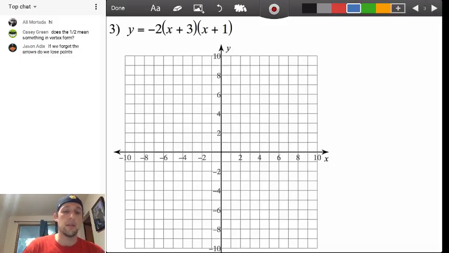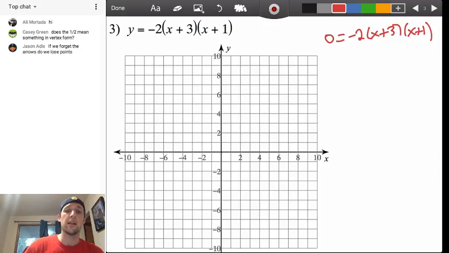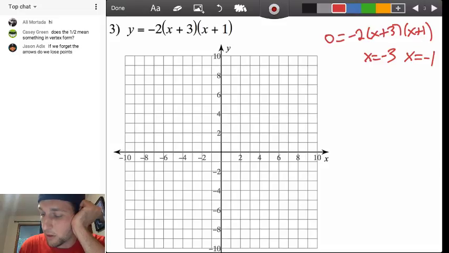Okay, the last one that we have to graph anyway is in intercept form. So this one's completely different. We actually want to find the x-intercepts first, and the reason is they're just super easy to find. And actually, everything else you do is going to be based on that. Because we're in a factored form, if we plug in 0 for y, we can pretty easily just solve for x by figuring out what makes each parenthesis 0, which in this case is -3 and -1. Okay, we can plot those right away.